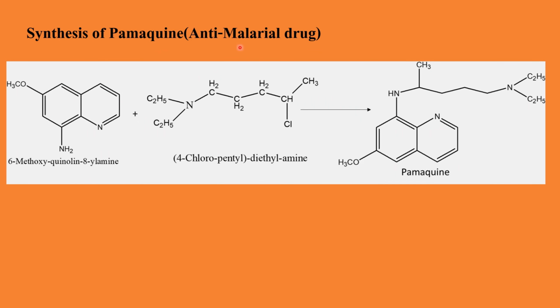Synthesis of Primaquine. It is also an anti-malarial drug. For the synthesis of Primaquine, we need 6-methoxyquinoline-8-ylamine and 4-chloropentyl diethylamine. When these two compounds fuse together, the Primaquine will form as a product. So here you can see the synthesis of Primaquine. It is an 8-aminoquinoline derivative.